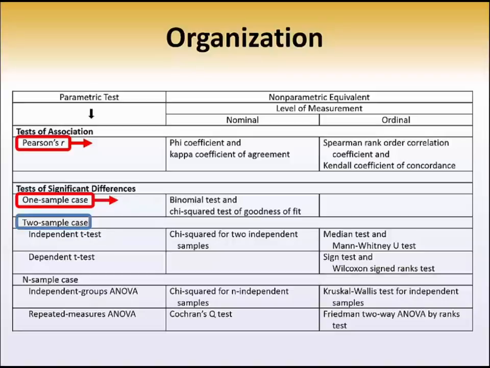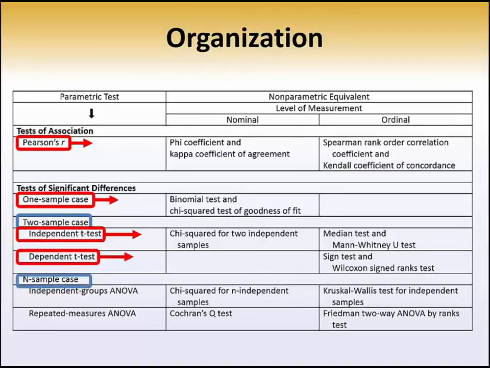In the two sample case, think of a t-test. The independent t-test, if you have a nominal outcome measure, you use chi-square for independent samples. If you have an ordinal measure, the median test and the Mann-Whitney U-test are appropriate. If you have a dependent t-test and ordinal data, the sign test and the Wilcoxon signed ranks tests are appropriate.